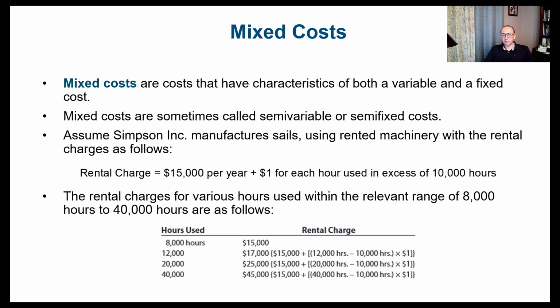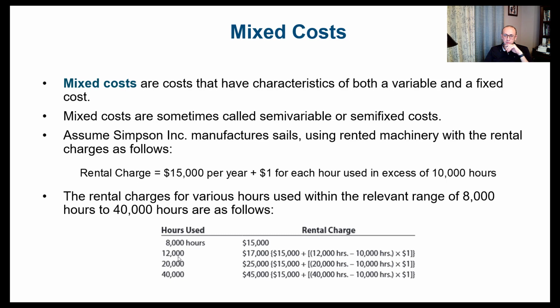Again, let's see this example. Assume Simpson Incorporated manufactures sails using rented machinery with the rental charges as follows. The rental charge is $15,000 per year plus $1 for each hour used in excess of 10,000 hours. So the rental charges for various hours used within the relevant range of 8,000 hours to 40,000 hours would be as follows. So here we have 8,000 hours, 12,000, 20,000, and 40,000. The rental charge was 15,000 up to 10,000 hours. So anything over 10,000, then the extra amount is going to be multiplied by 1.